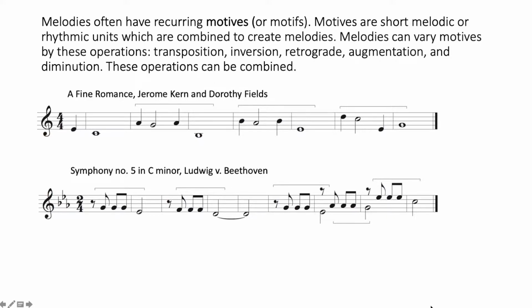A Fine Romance by Jerome Kern and Dorothy Fields has a rhythmic motive that's heard 3 times in the opening. The rhythmic motive is a quarter note, half note, quarter note, whole note. Beethoven's Symphony No. 5 has a very recognizable motive: 3 short notes followed by a longer note, which is a descending third below the first 3 notes. And we hear this throughout the symphony. In the very beginning of the symphony, we hear in the 4th iteration of that motive a variation where instead of a descending third, Beethoven writes a descending second.